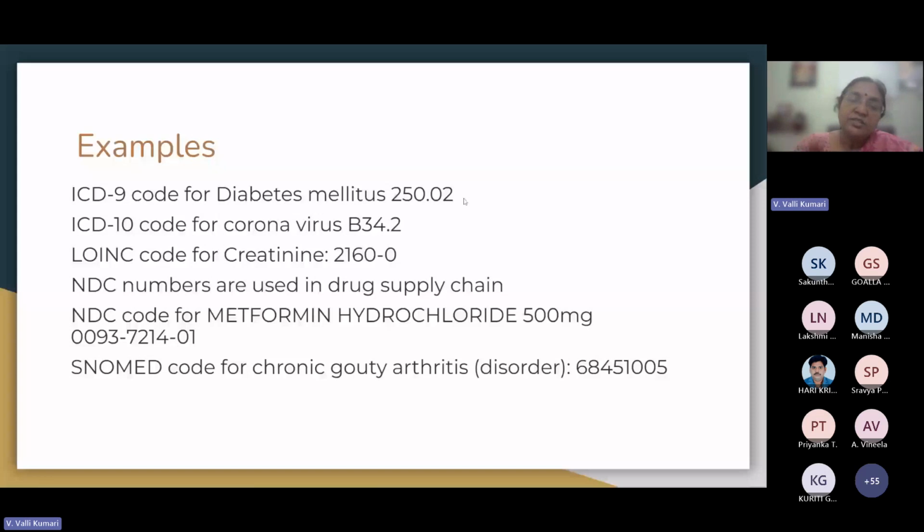You have hundreds and thousands of issues with which people go to the doctor, and now you have an ID for each of them. Similarly, the ICD-10 code for coronavirus is B34.2, and for creatinine, when you undergo some kidney tests, the LOINC code is 2160-0. Similarly, NDC numbers are used in drug and supply chain.